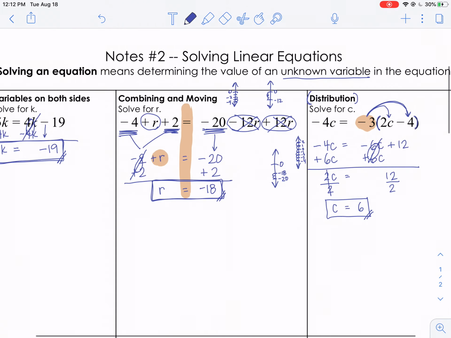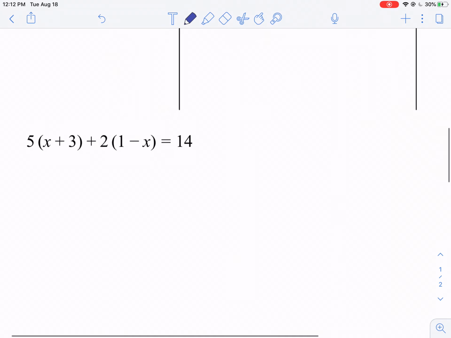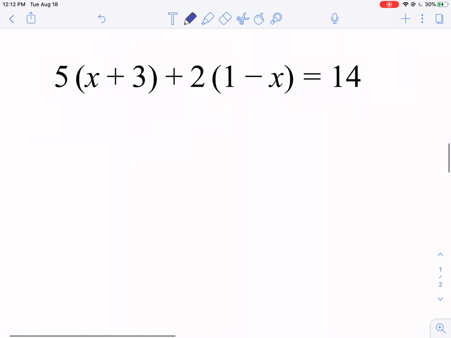We want to take a look at the longest problem. This might be the hardest one we see. Take a look at this one. Go ahead and pause that video. Write this down. All right.